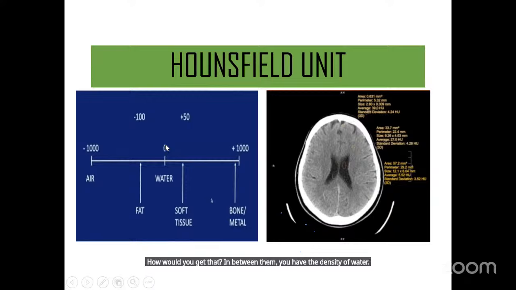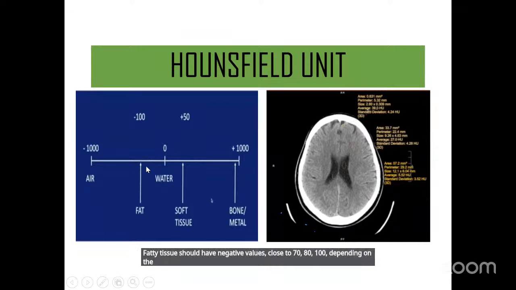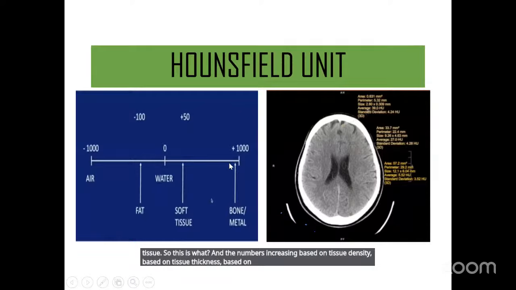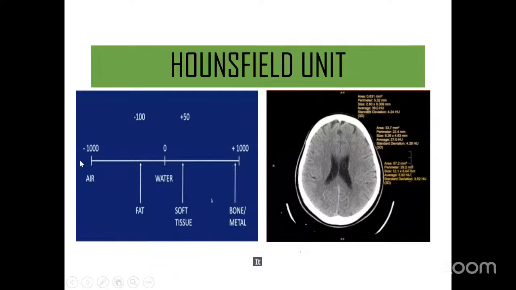Ideally, water that is colorless and odorless should have a Hounsfield number of 0. So bone should have a number close to 1,000, metal up to 1,000. Soft tissues could have values of 70, 80, 100, depending on the tissue makeup. Fatty tissues should have negative values, depending on the chemical makeup of that tissue. And the numbers increase based on tissue density, tissue thickness, and tissue atomic number. Are we together? Is that understood?